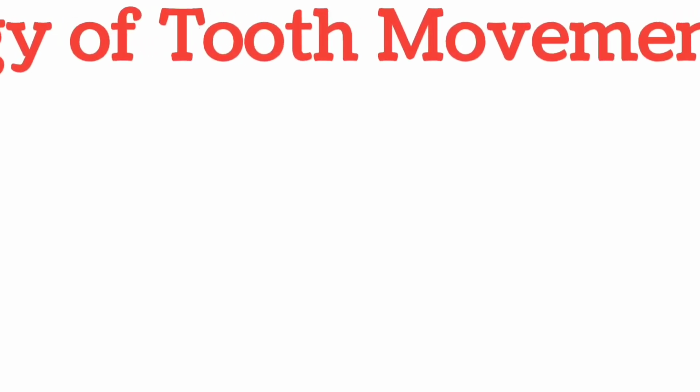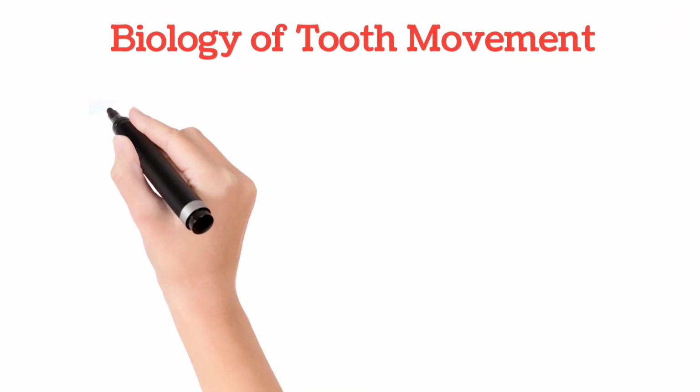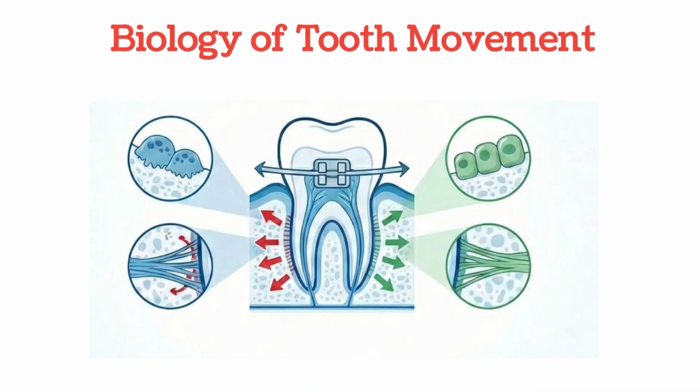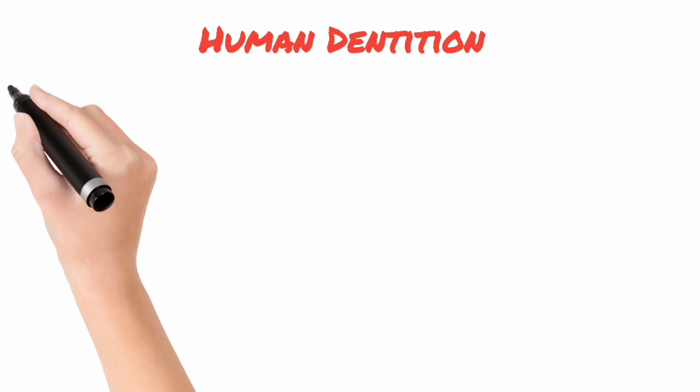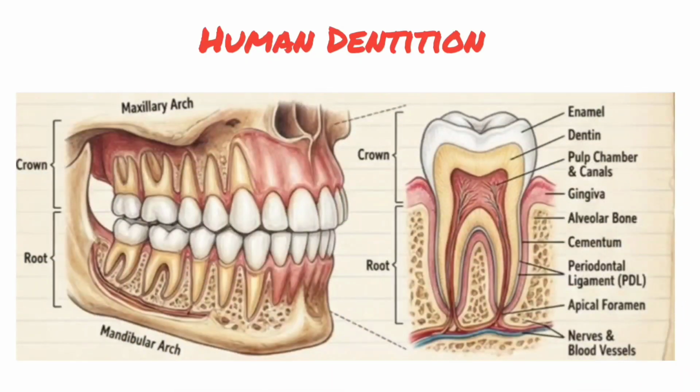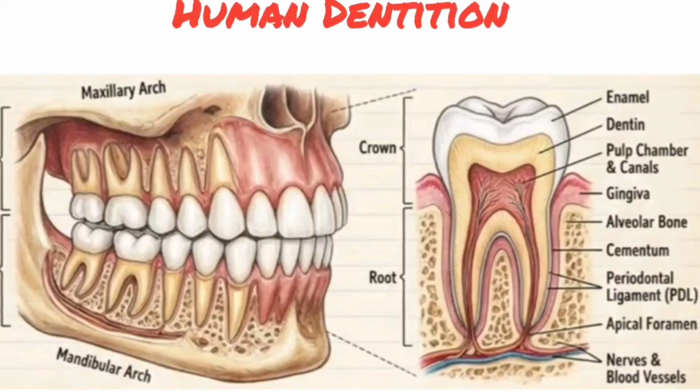This lecture is about biology of tooth movement. Human dentition has maxilla and mandible. This picture shows the anatomy of a tooth.